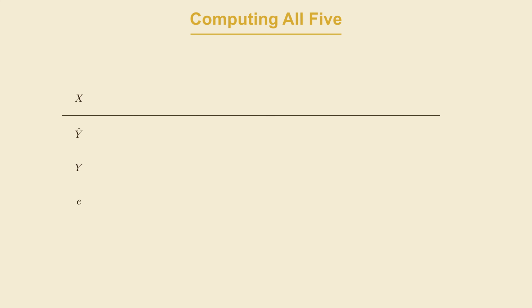Let's compute all 5. The line is 1 plus 2 times the market return. Month by month, the market was 1, 2, 3, 4, and 5. So the fitted values are 3, 5, 7, 9, and 11. The fund actually returned 5, 4, 5, 8, and 13. Subtract each fitted value from each actual return, and the residuals come out to positive 2, negative 1, negative 2, negative 1, and positive 2.